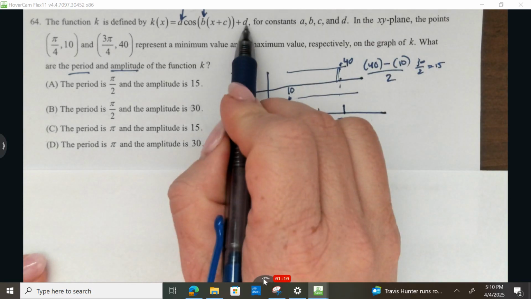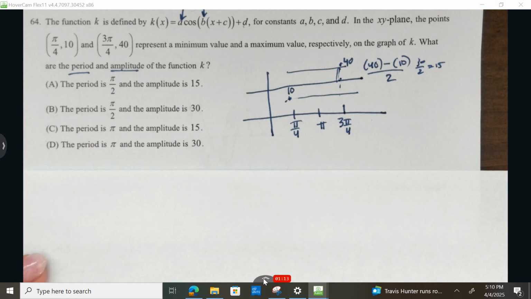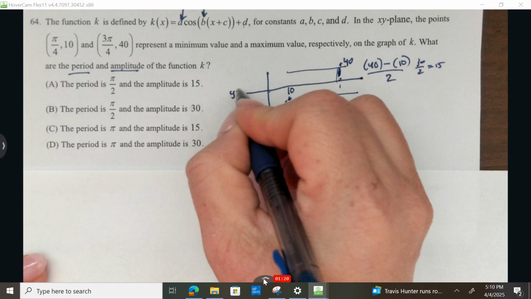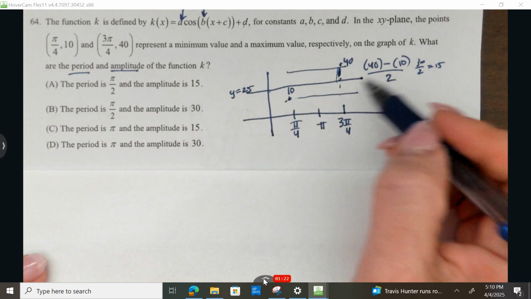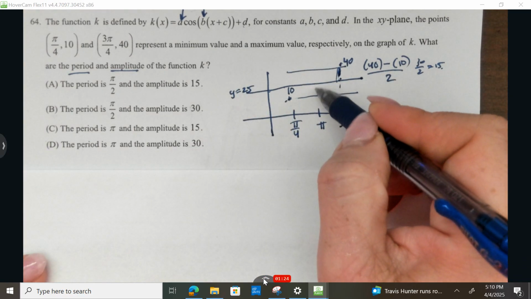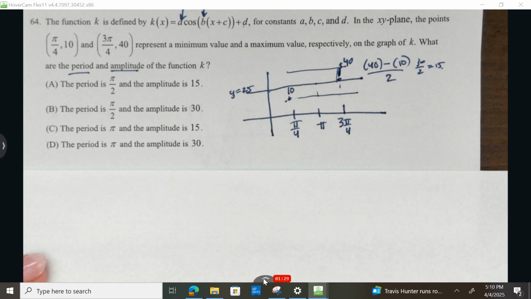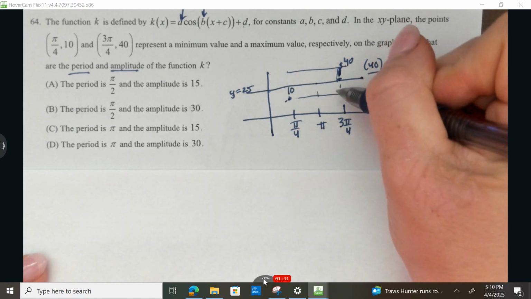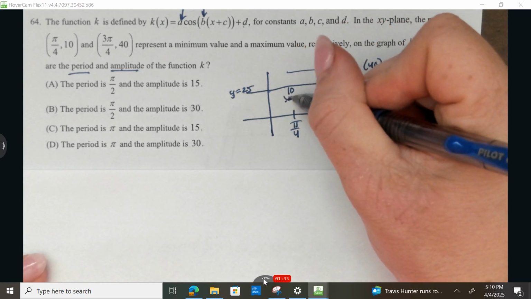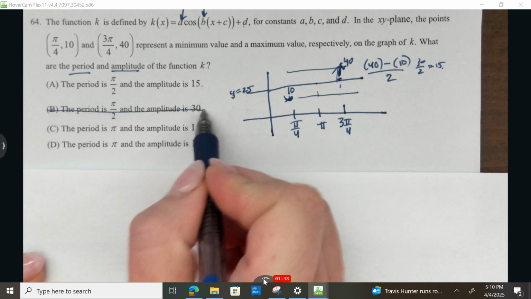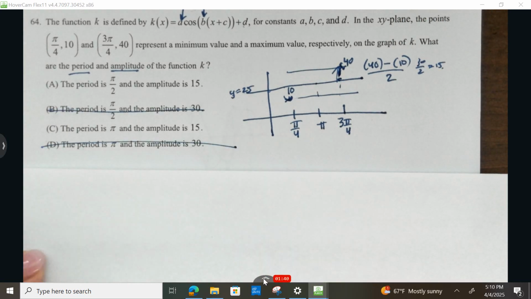Now notice they didn't say exactly what is the D. The D is different than the amplitude. The amplitude here represents from this midline, which happens to be y equals 25, because I'm going to go 15 up from 10 or 40 down. This is my midline. And so the amplitude is the distance from the midline to the lowest point, or the distance to the highest point. So I'm looking for amplitudes of 15. I can cancel out B, and I can cancel out D. 50% chance of getting this right.